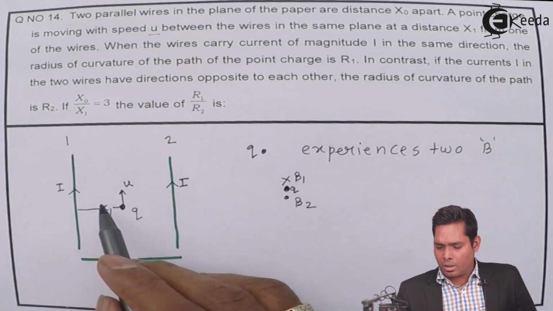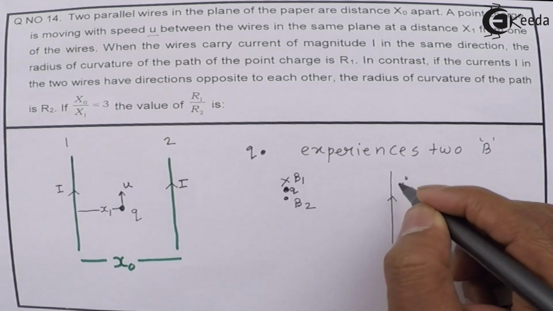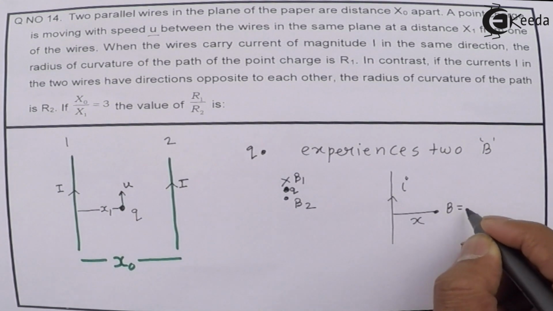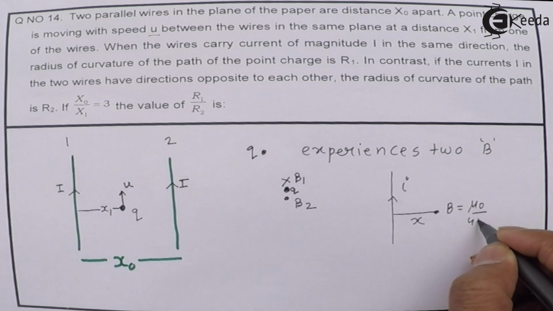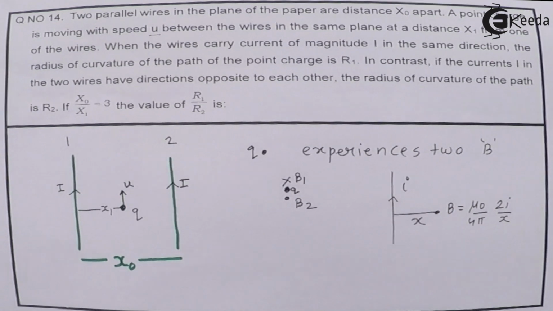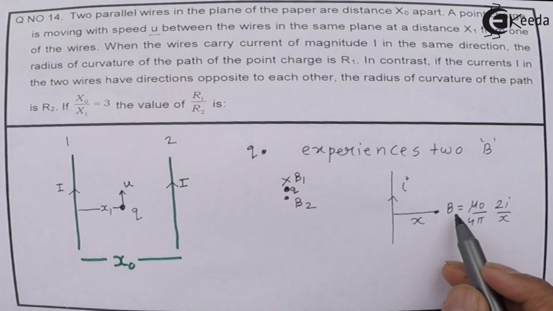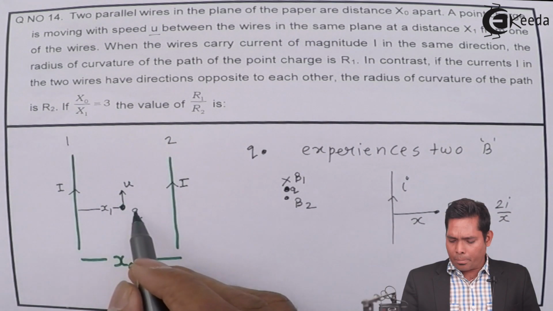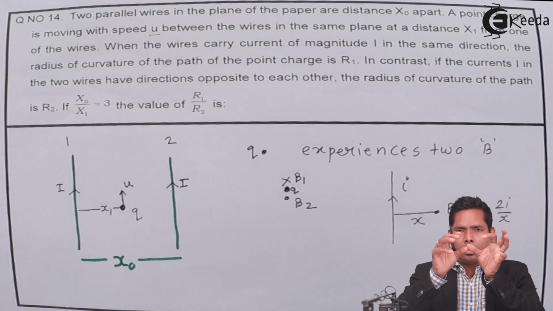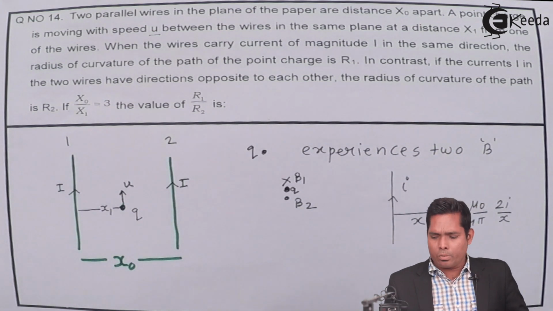The magnetic field due to a straight wire carrying current I at a distance x is given by mu naught upon 4 pi times 2I divided by x. So if x is more, B will be less. Depending on whether this distance x1 is more than the remaining distance, because the total distance is x0, we have to see that.